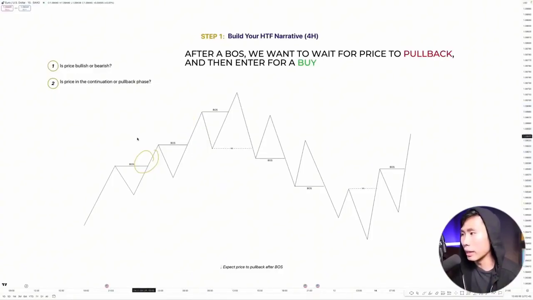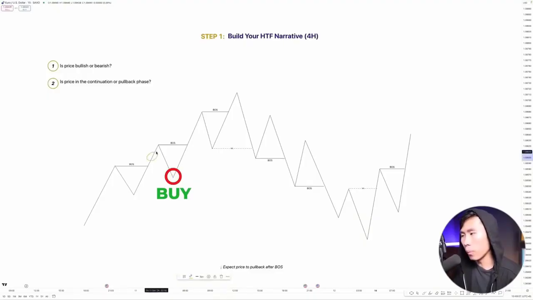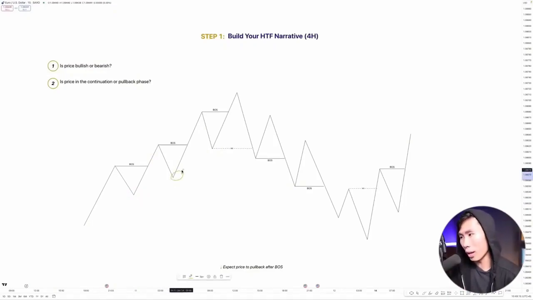After a break of structure, instead of entering for a buy immediately, remember, we want to wait for price to pull back, and then we will enter for a buy right here. Because if you enter for a buy right here, guess what? Your stop loss must be below this last higher low, and your risk is essentially much higher compared to if you're entering right here and you have your stop loss below this last low. So that's the first step.